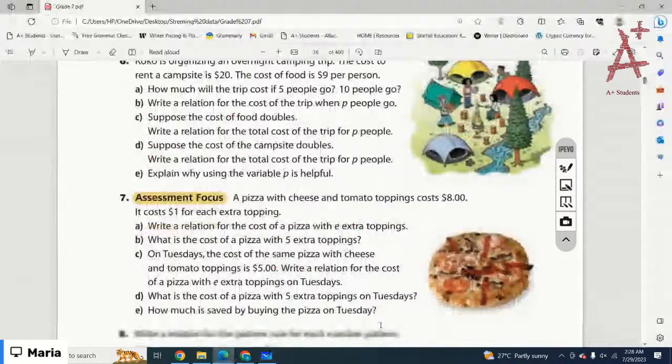Let's just look at question number 7. A pizza with cheese and tomato topping cost $8. It cost $1 for each extra topping.